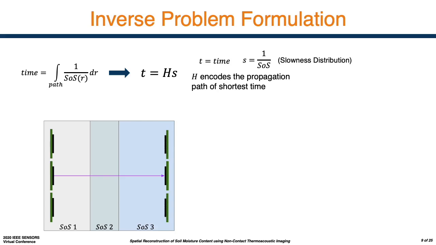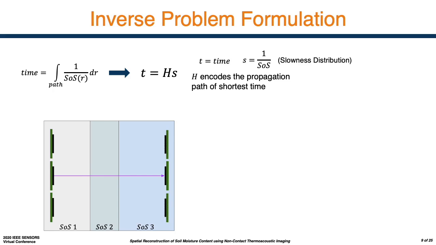To further develop our problem, let's first discretize the equation found on the previous slide as a matrix multiplication where t is the time of flight, s is 1 over the speed of sound, also known as the slowness distribution, and h encodes the propagation path of shortest traversal time from the source to the receiver. For clarity, let's take a look at a simple example which contains 3 transmitters and 3 receivers.